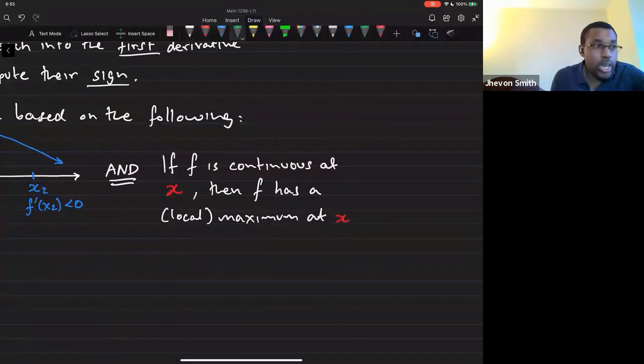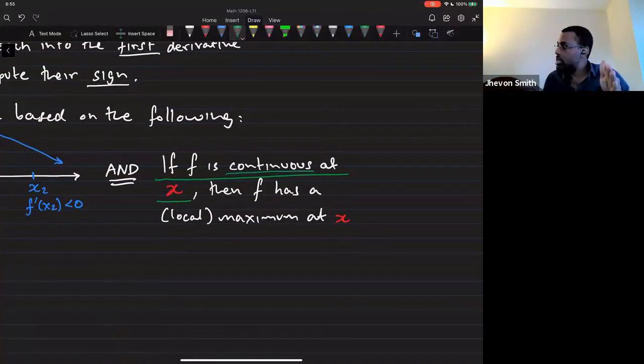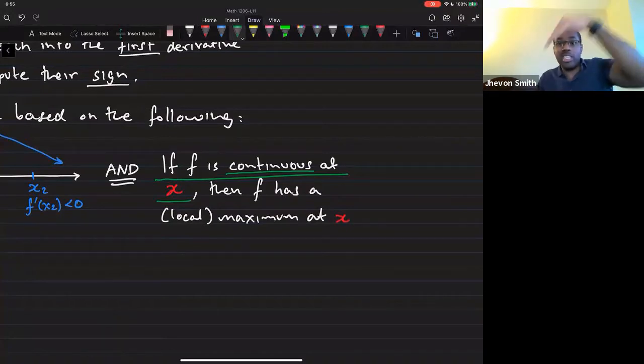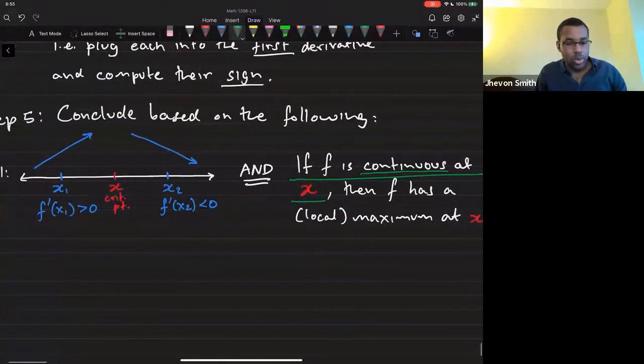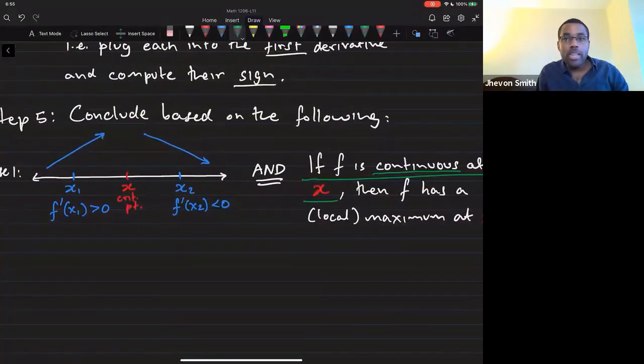And it's very important that you check that it is continuous. So the point has to be there because it's possible for this behavior to happen and there's a hole or an asymptote, right? Think of 1 over x at x equals 0. You're increasing on the left and you're decreasing on the right, but you do not have a maximum at 0, right? Because there is no point at 0. So your function has to be continuous there, which we now know how to check for. So once your function is continuous and this behavior happens, it means you have a maximum.